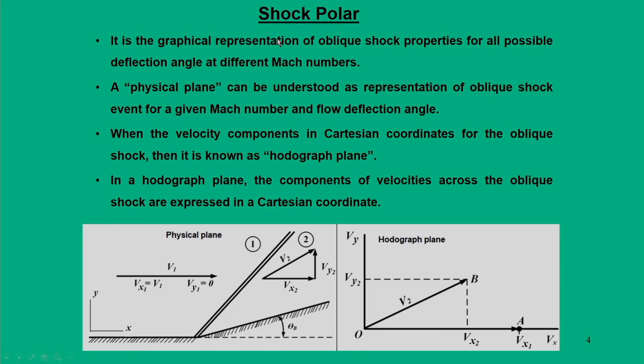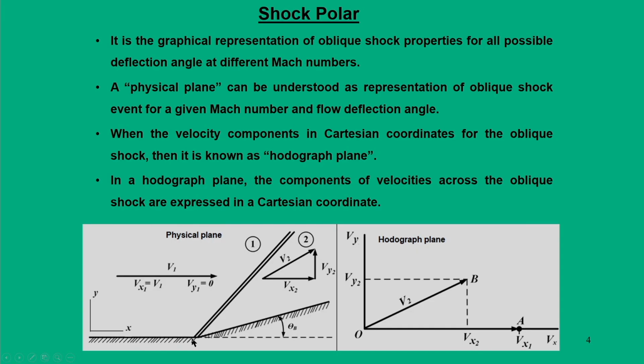Just to give an insight about the shock polar, this is a graphical representation of oblique shock properties for all possible flow deflections at different Mach numbers, but here the representation is a little different compared to the theta-beta-M curve. Here you require knowledge of the physical plane, which is nothing but the occurrence of the event, that is the oblique shock formation in a compression corner, as shown in this figure. We have a compression corner that makes an angle theta, and when the supersonic flow passes over this, it encounters an oblique shock. But here, instead of Mach numbers, the velocity vectors are represented.